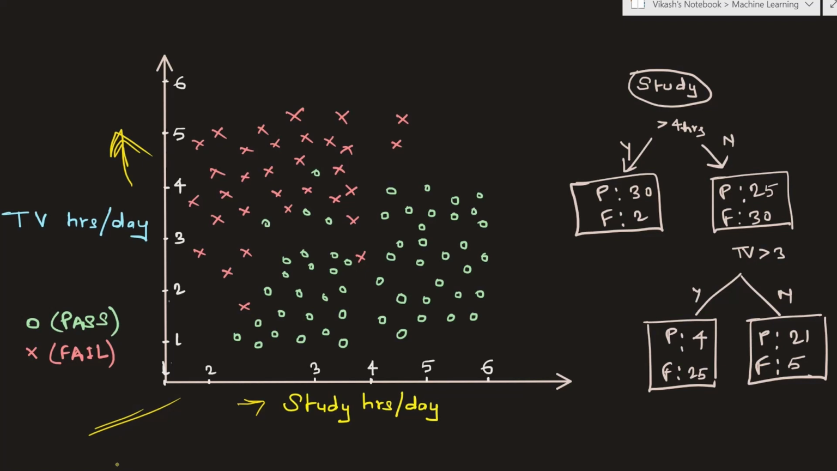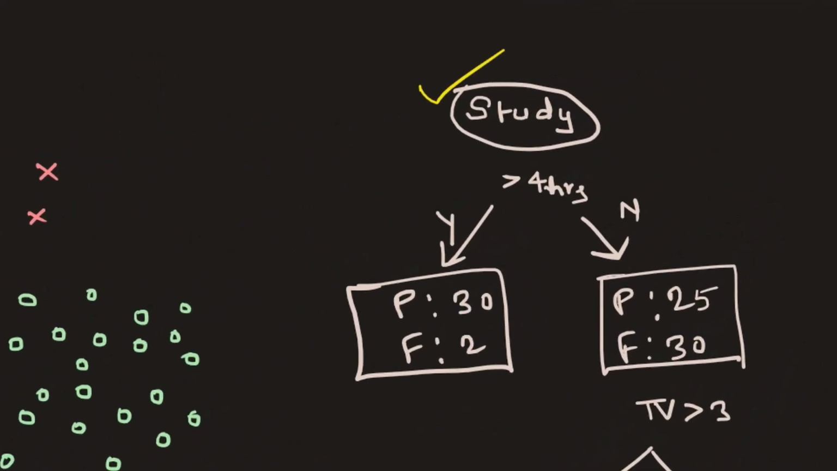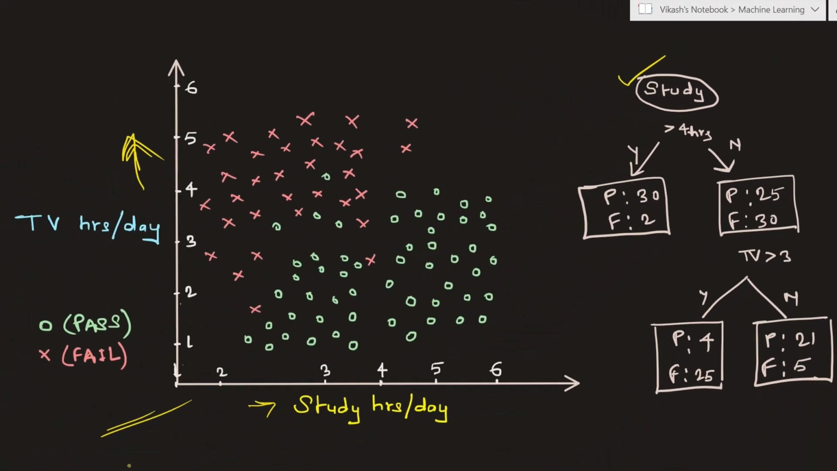First of all, the decision tree algorithm is considering this particular feature, which is the number of hours a student is studying per day, and it is defining a condition: is the student studying more than 4 hours per day?